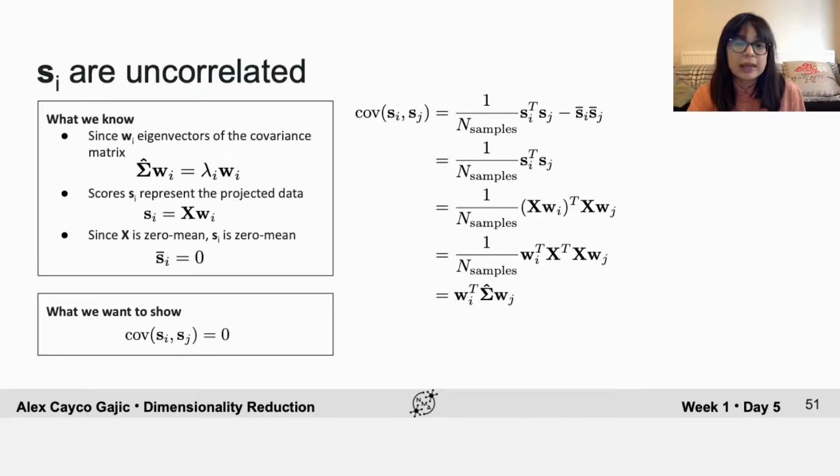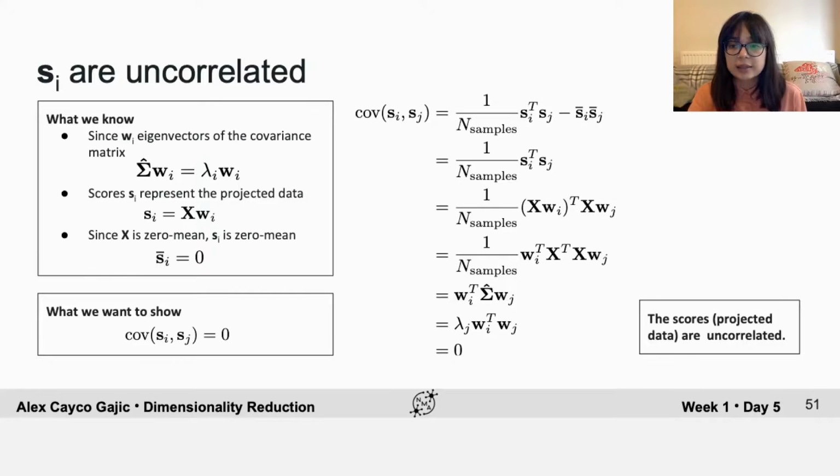And use the eigenvector equation again to replace sigma Wj as lambda j Wj. So now we have the covariance of Si, Sj is equal to lambda j Wi dot Wj. And since we know that the Wi's are orthogonal from the previous key property, we can show that this is equal to 0. So this means that the scores, again, the projected data, are uncorrelated with each other.